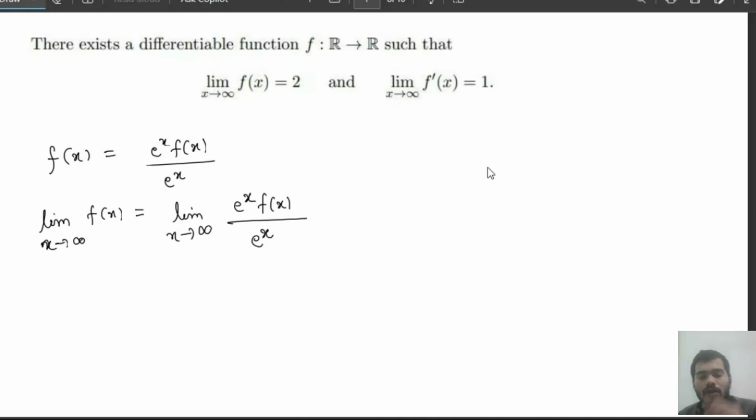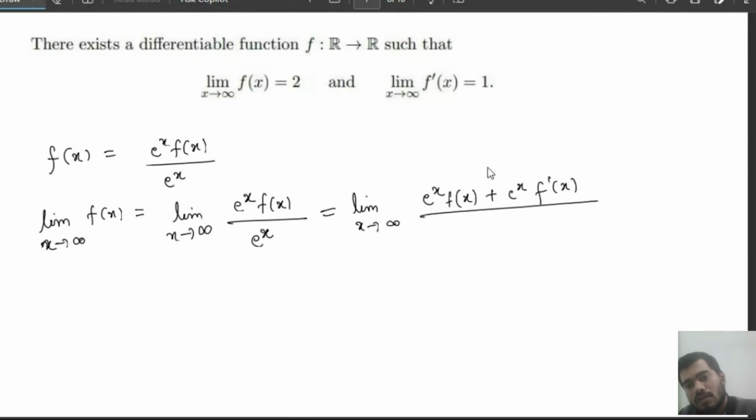Can I apply L'Hopital rule? Do both functions in the numerator and denominator satisfy the condition enough to apply L'Hopital? Yes, they follow. So I can apply L'Hopital rule and we will have f dash x over e raised to x, right? To simplify, again we can cancel out both functions and we will have this.